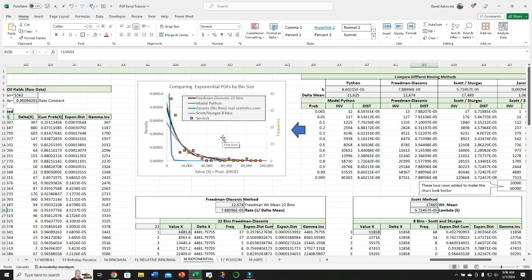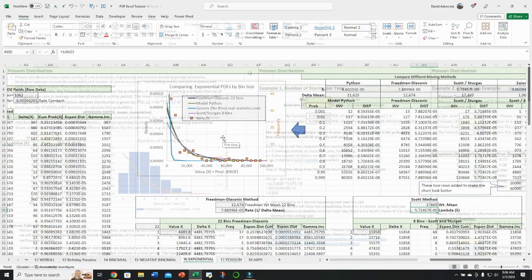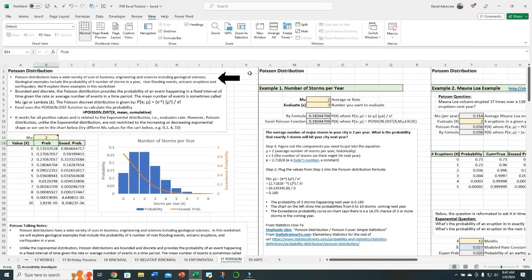Now let's take a look at the Poisson worksheet. Poisson distributions have a wide variety of uses in business, engineering, and sciences, including geological sciences. Geological examples include the probability of X number of storms in a year, or river flooding events, or volcanic eruptions and earthquakes. We'll explore these examples in this worksheet.